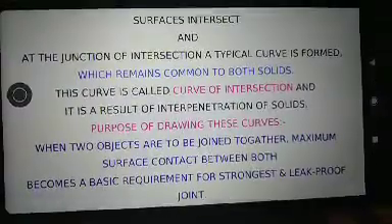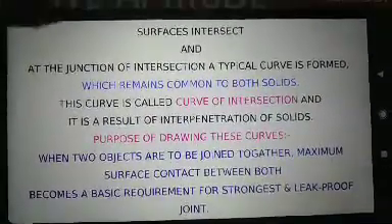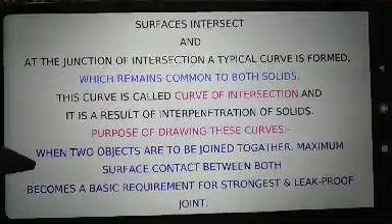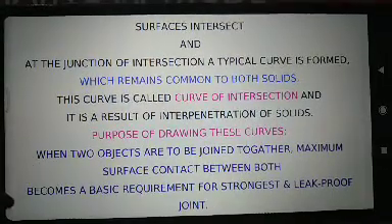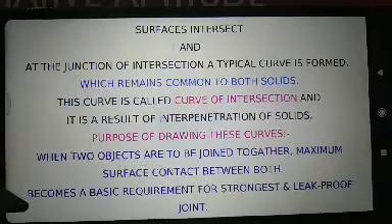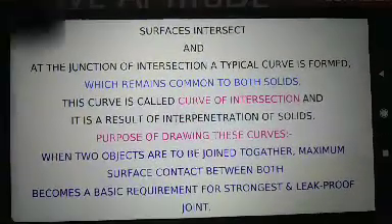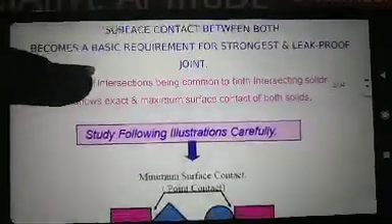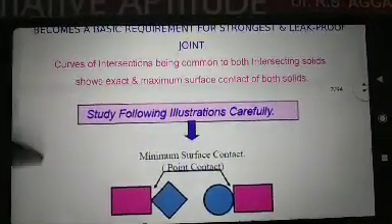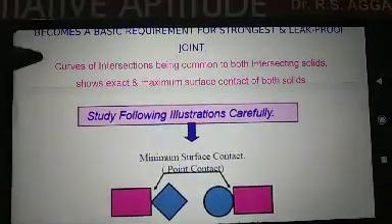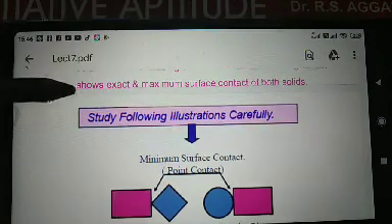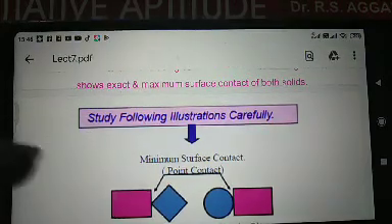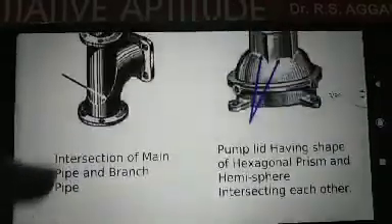This curve is called the curve of intersection, and it results in interpenetration of solids. The purpose of drawing these curves is that when two objects are to be joined together, maximum surface contact between both becomes the basic requirement for the strongest and leak-proof joint. The curves of intersection, being common to both intersecting solids, show the exact and maximum surface contact of the solids.